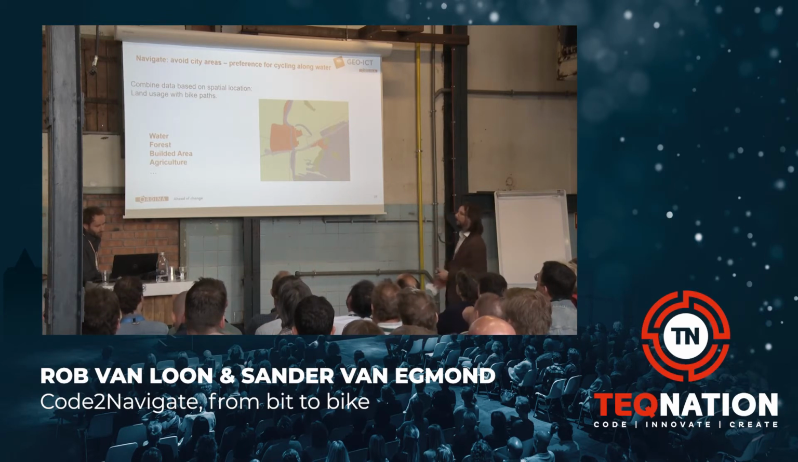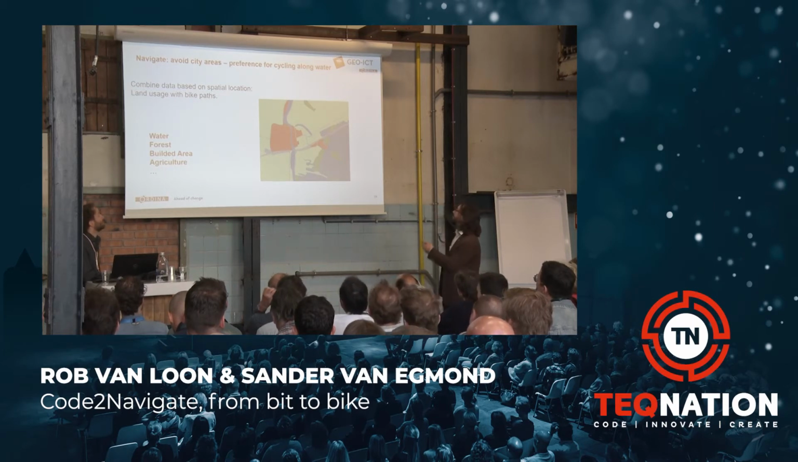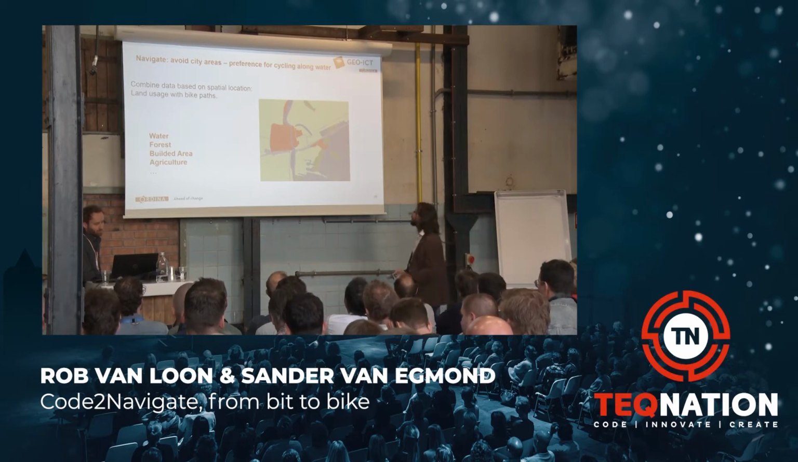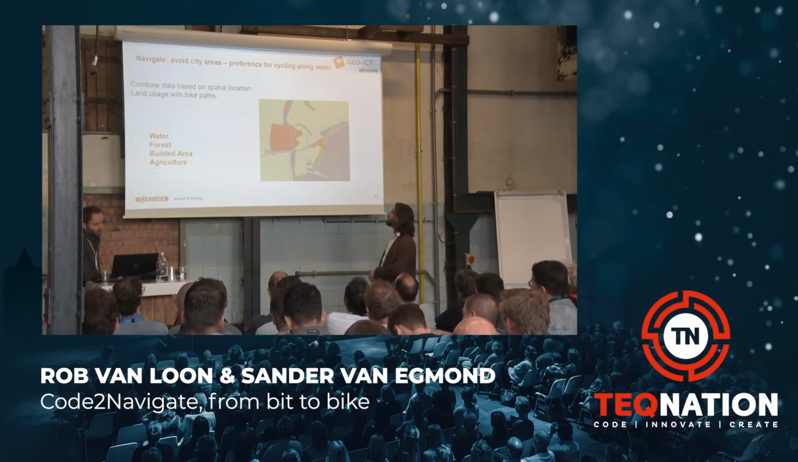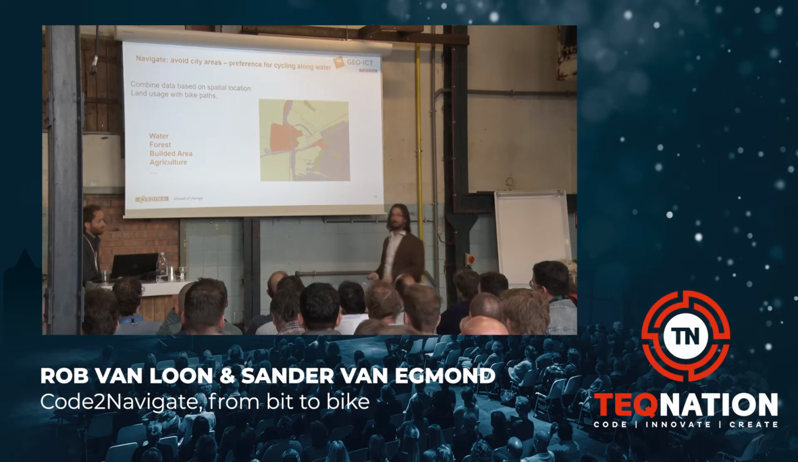The red is like built area, so houses and stuff. Green is either forest or agriculture. Blue is water. And we have this image, and we're going to plot on top of it our bike routes. These are these black lines.